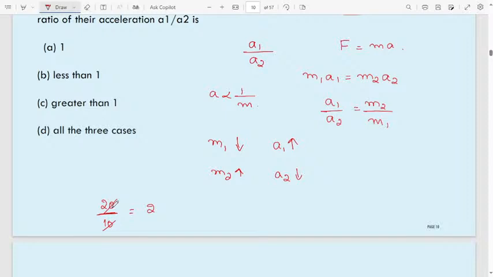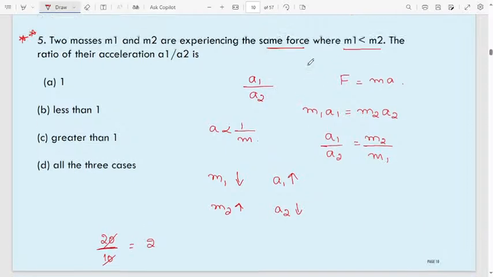conclude the concept. That's why here you have to remember that acceleration due to gravity is inversely proportional to m, and also here they are given the condition m1 is less than m2. m1 is less means a1 is greater, m2 is greater means a2 is less, because they are inversely proportional to each other. Then consider any value, verify a1 by a2. a1 is more, I will consider 20, a2 less than a1, I will consider 10. Then you will get a1 by a2 as 2.